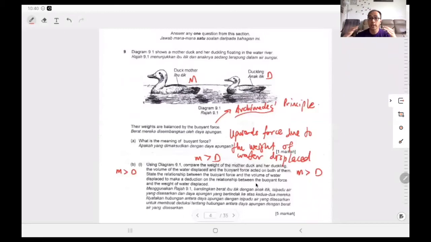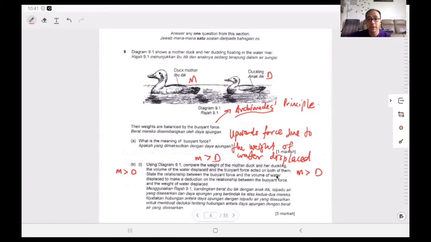So all these are always together. When your weight is bigger, when the volume of water displaced is bigger, then you have a bigger buoyant force. Now, state the relationship between the buoyant force and the volume of water. Notice the question: buoyant force comes first and then the volume of water.